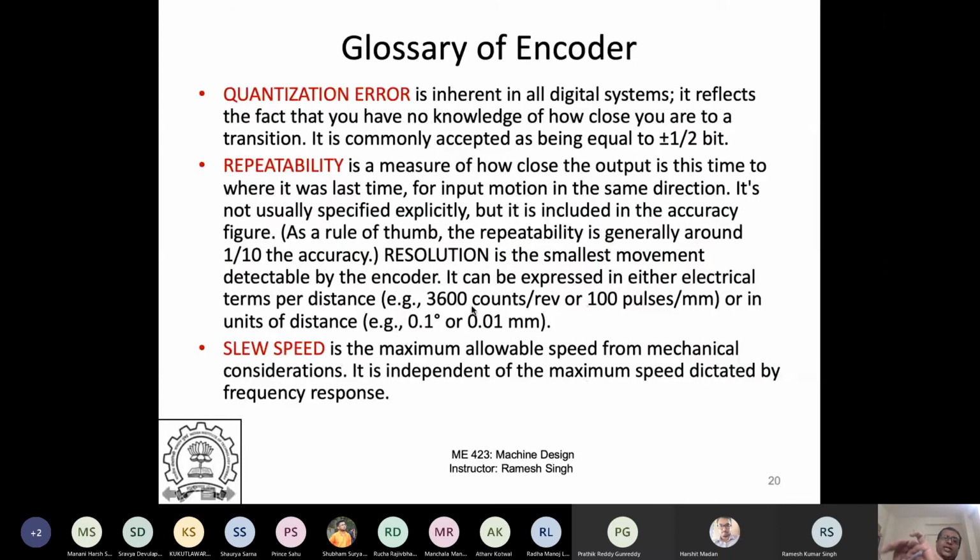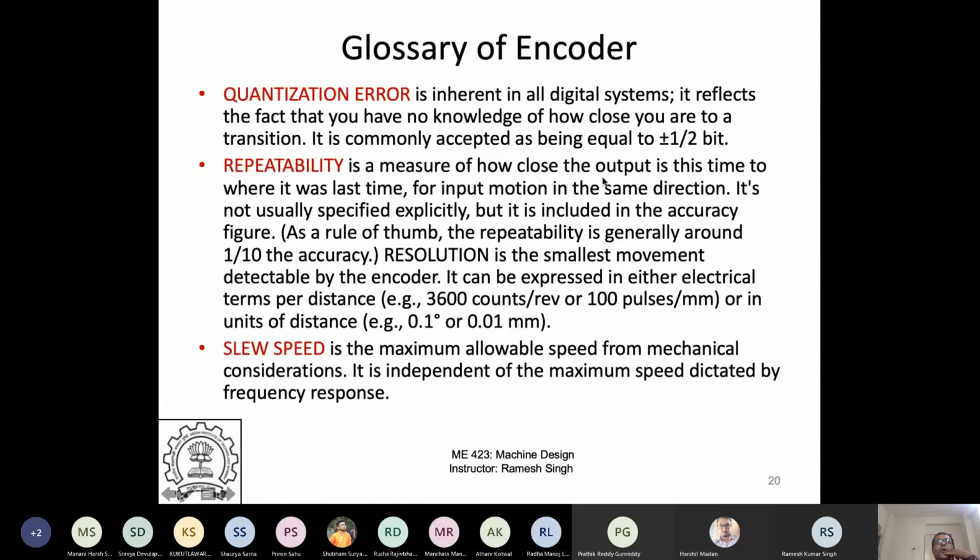There's something called quantization error. This quantization error is inherent in our digital system. It reflects the fact that you have no knowledge of how close you got to a transition. It's commonly accepted as plus minus half bit, right? Because there's a finite width in every pulse, so there will be some error there. So you assume that error is plus minus half bit.